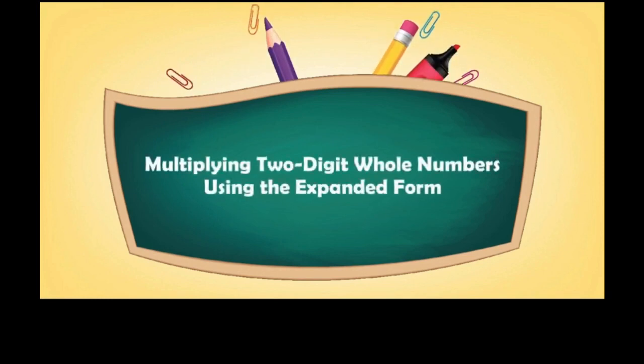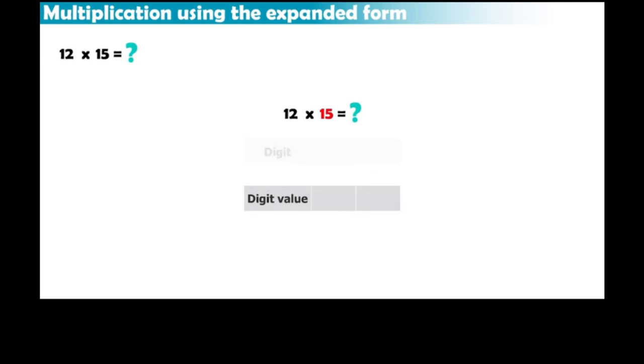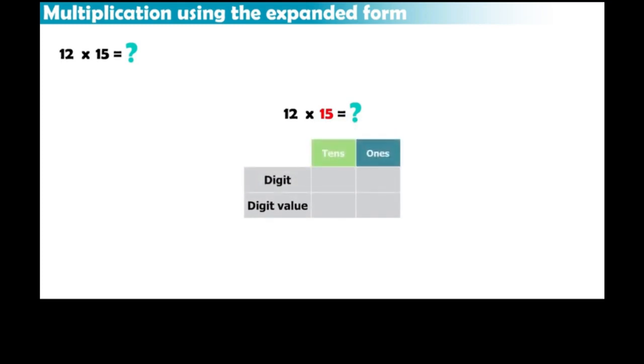Multiplying two-digit whole numbers using the expanded form. Now here we see 12 multiplied by 15. Directly we cannot do it, we will have to multiply. So we place 15 according to its place value, that is 5 under the ones, so the place value of 5 is 5, and 1 under the tens, so the place value of 1 is 10.